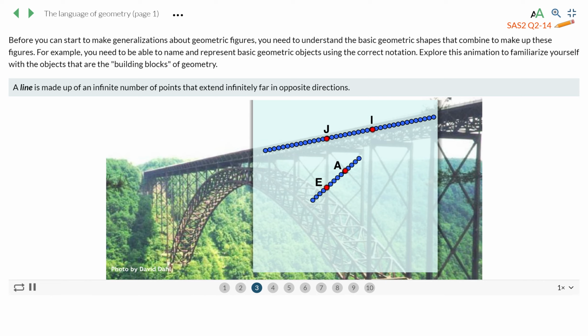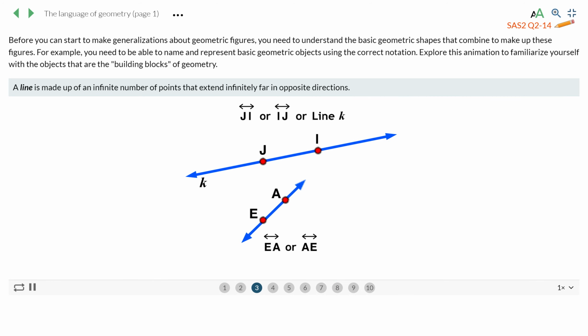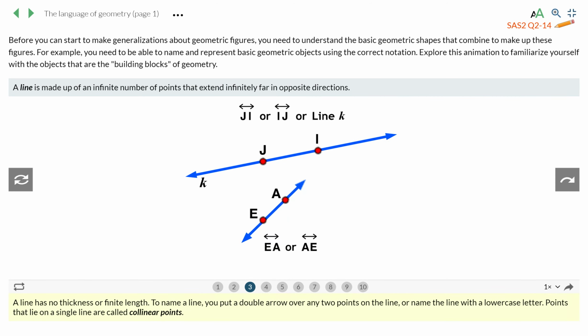A line is made up of an infinite number of points that extend infinitely far in opposite directions. A line has no thickness or finite length. To name a line, you put a double arrow over any 2 points on the line, or name the line with a lowercase letter. Points that lie on a single line are called collinear points.